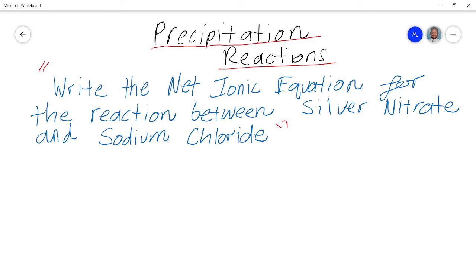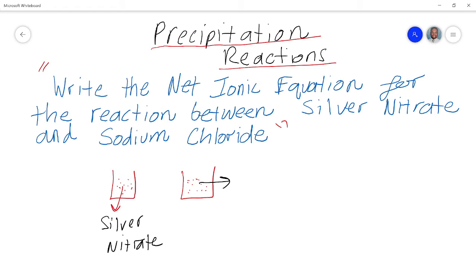Now, let's say, for instance, okay, we have one beaker and we have another beaker, all right? So let's say this beaker contains silver nitrate and another beaker contains sodium chloride. All right, now we know very well sodium chloride is common salt. When it dissolves in water, all right, it forms a salt solution.